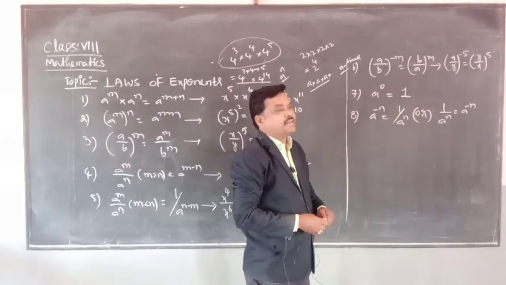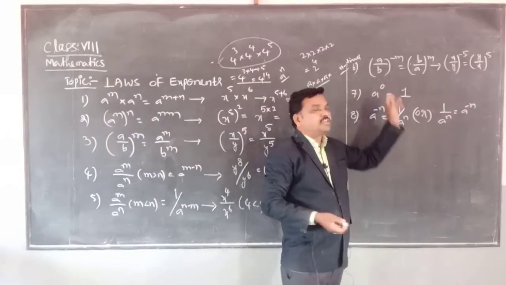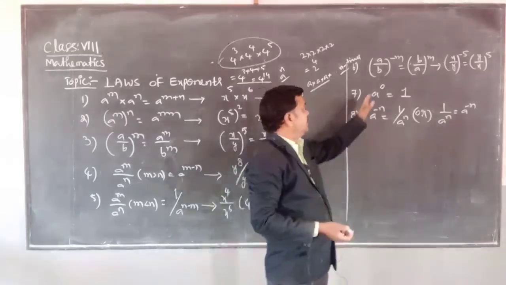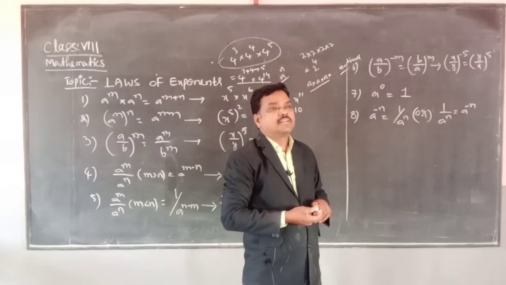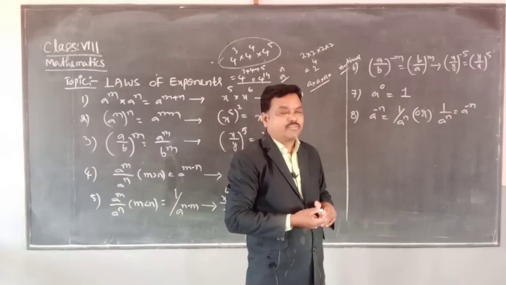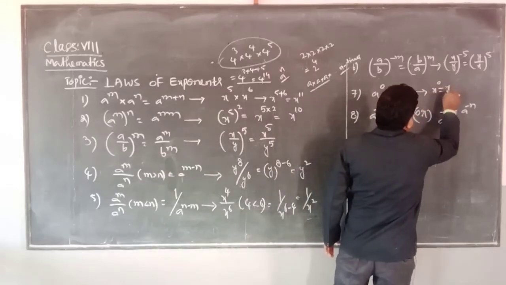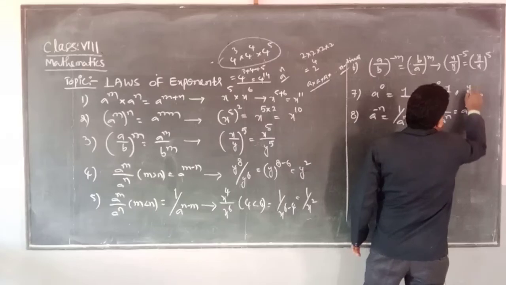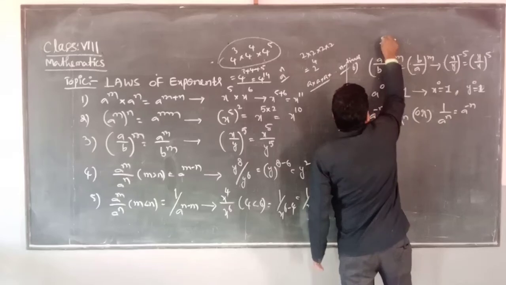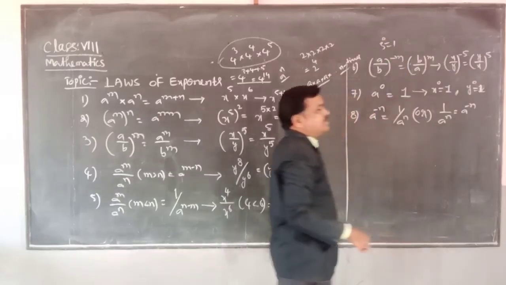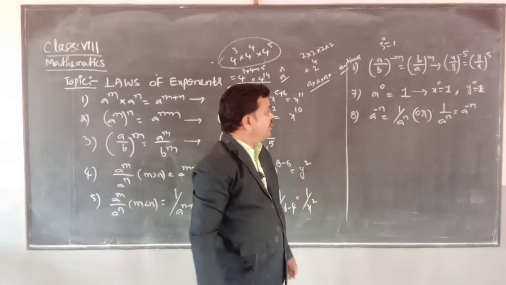The seventh one is a to the power of 0 is equal to 1. Here the power is 0, and with any base the value is equal to 1. See the example: x to the power of 0 equal to 1, y to the power of 0 equal to 1, and 3 to the power of 0 is equal to 1. It means with the power 0 and any base, the value is equal to 1.